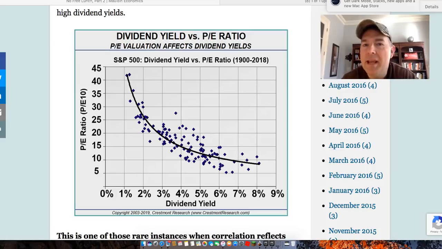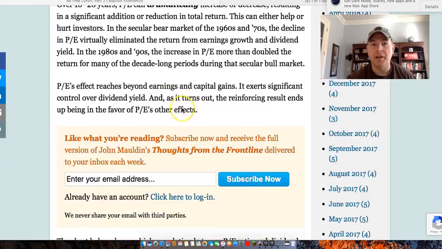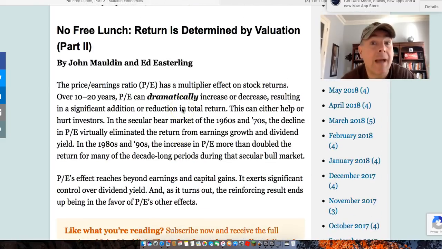Dividend yield and PE ratios. Doesn't get more exciting than that, but we're going to talk about it here today because it's important when factoring your valuations of your stocks and what you think you can get from them going forward.